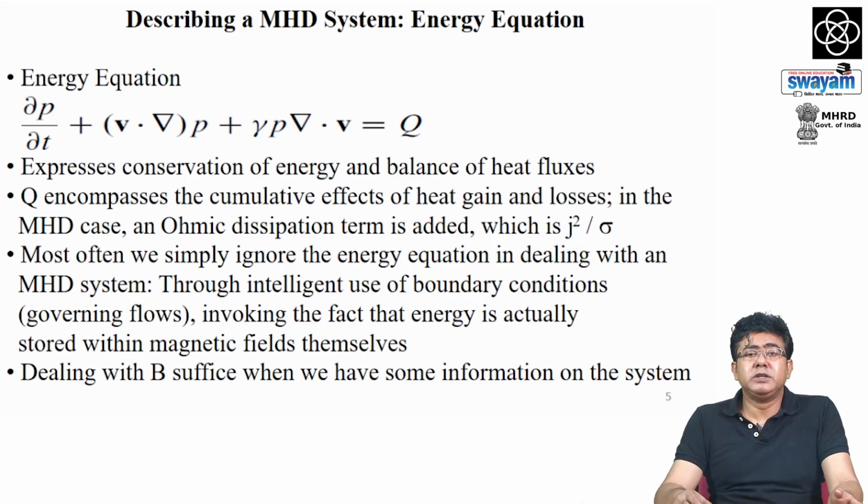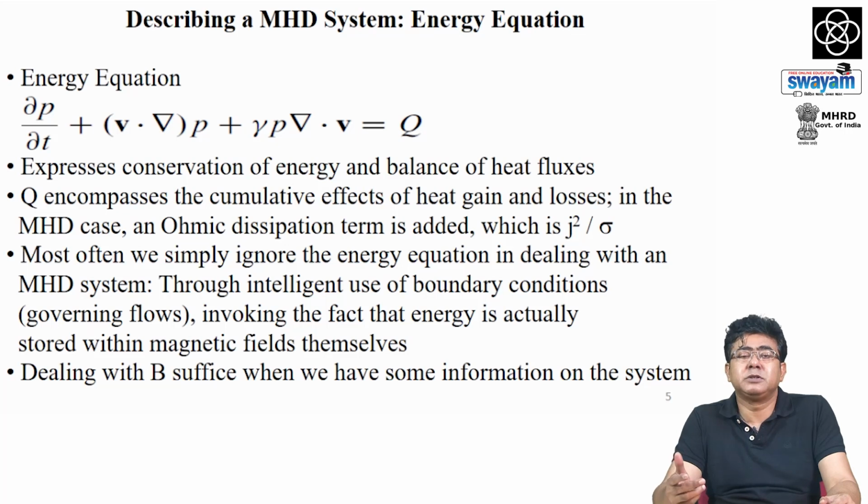So in this equation that you see here, on the right hand side, the Q denotes the sources or sinks of thermal energy. The interesting thing in MHD systems is that typically this source Q also encapsulates the magnetically mediated heating, which is a result of ohmic dissipation. So typically you add a J squared by sigma term on the right hand side when there is dissipation, which is proportional to the square of the current density.